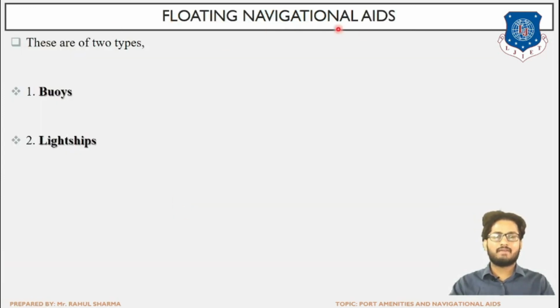Next, the floating navigation aids. We have seen the fixed navigation aids, which consist of lighthouse and beacons. Next, the floating navigation aids, which float on the water body, are of two types, that is buoys and light ships. But that we will learn in the next session. So we will stop this session here. We have begun with the topic of navigation aids, and we have studied the purpose and its use, and we have completed up to the fixed navigation aids. In the next session, we will be learning about the floating navigational aids.